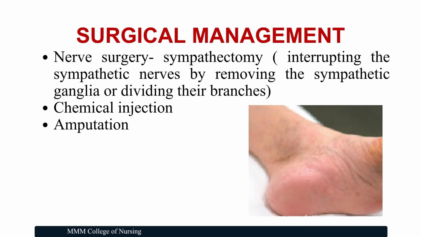Next we'll move into the surgical management. The main surgery is a sympathectomy. Sympathectomy means cutting or removing the sympathetic nerve supply to the affected area, so we can reduce the vasospasm response. The surgery involves removing sympathetic ganglia or cutting their branches. Next one is a chemical injection. It can achieve the same effect without open surgery by injecting chemicals that block the sympathetic nerves directly. And in the most severe cases where tissue has already died and gangrene has set in, amputation becomes necessary to prevent the spread of infection.